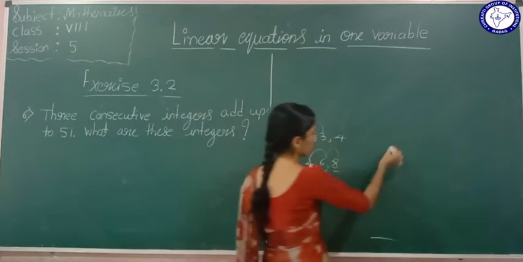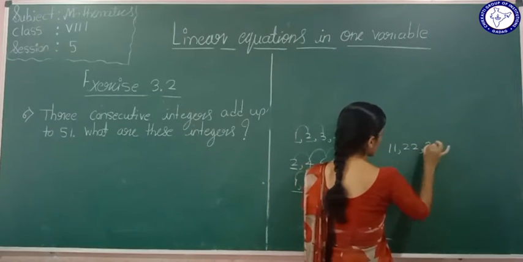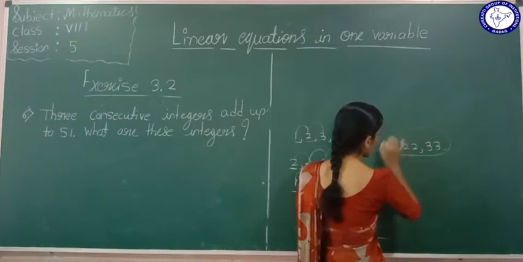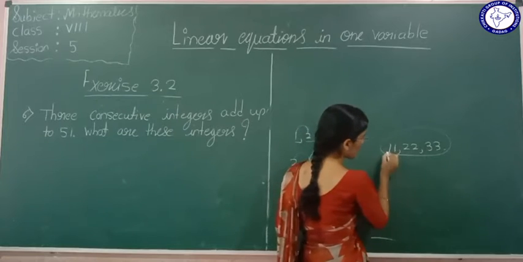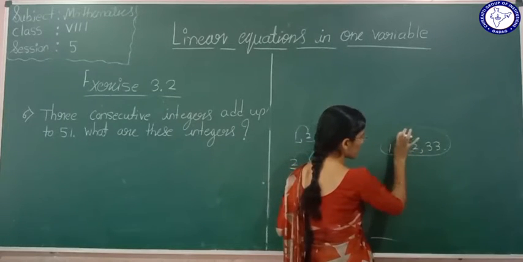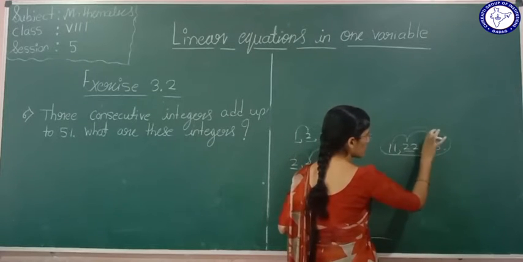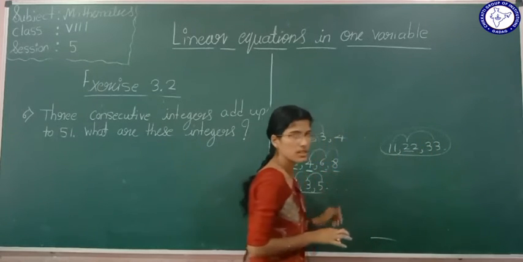Suppose here 11, 22, 33. These are the 3 consecutive multiples of 11. After 11, 22 will come. Yes or no? After 11, the multiple of 11 is 22 only. After 22, the multiple of 11 is 33.